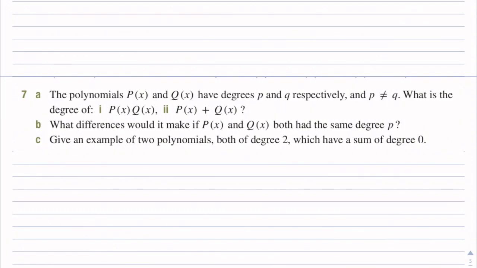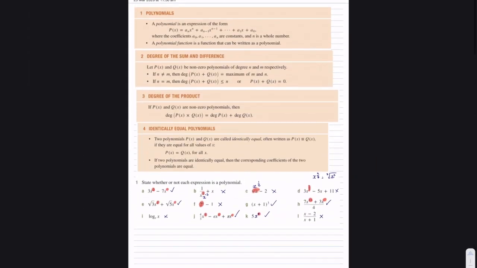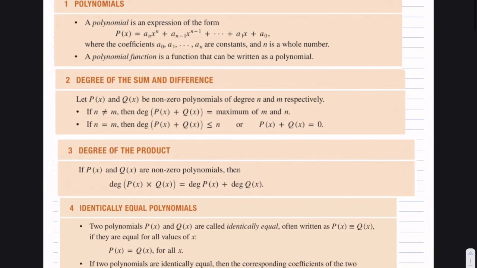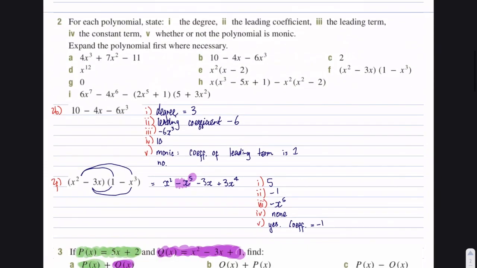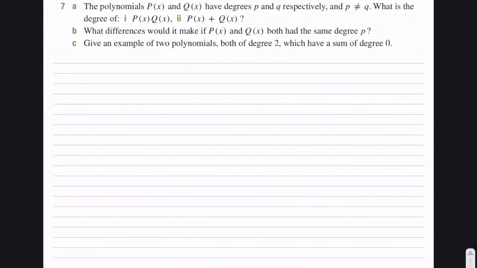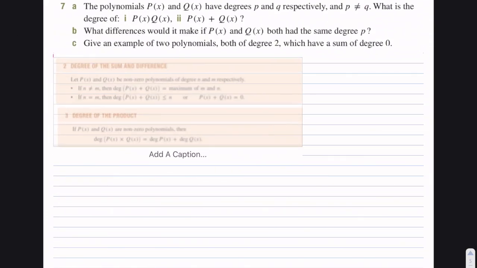Alright, question 7. The polynomials p of x and q of x have degrees p and q respectively, and p does not equal q. What's the degree of these ones? Now, I'm going to take you back up to the theory, and we're going to use these two to help us out. And then I'm going to give you some examples. So this theory is what's going to help us.